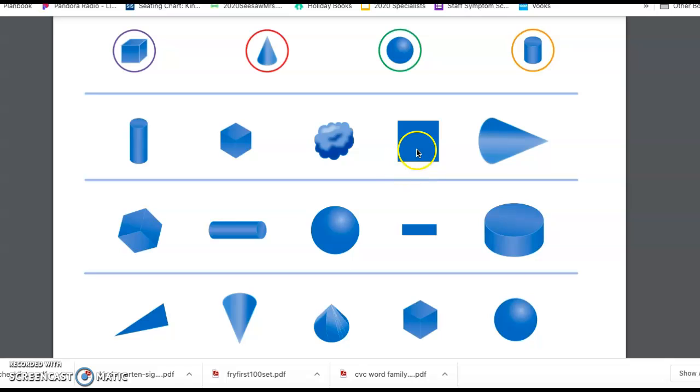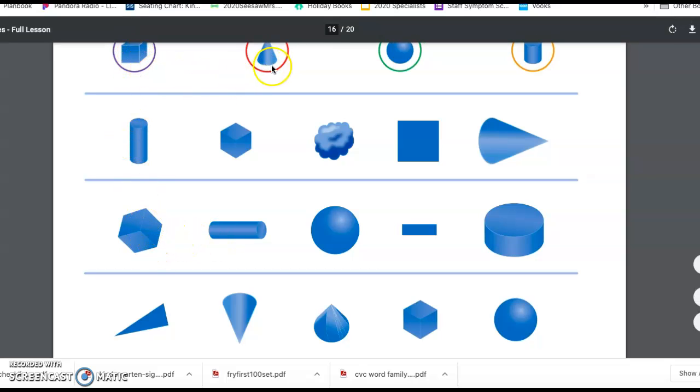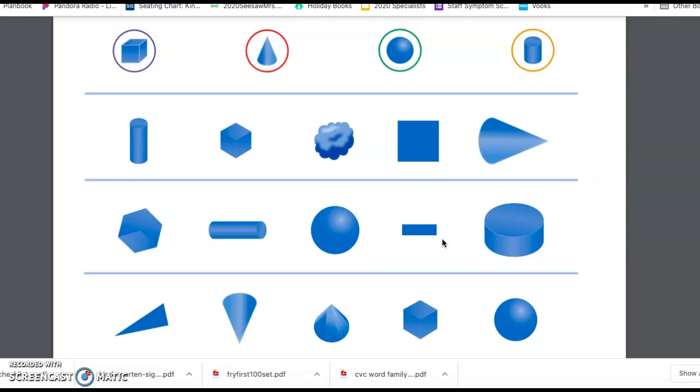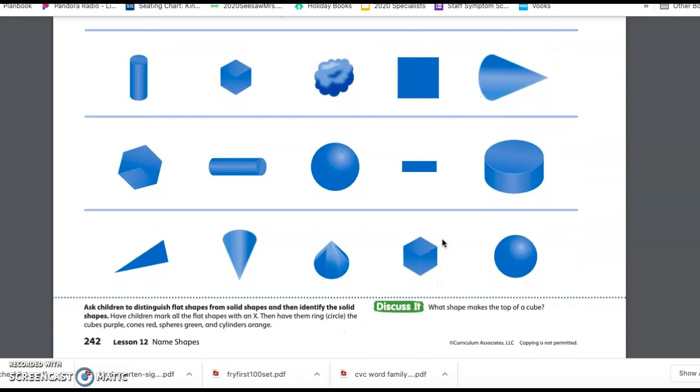Okay? The next thing I want you to do is go to this next row of shapes. I want you to do the same thing again. I want you to cross out the flat shapes, the 2D shapes. If you forget, look at the top. These are 3D shapes. Go ahead. Pause the video if you need more time too, okay? And then I want you to go ahead to the next row.